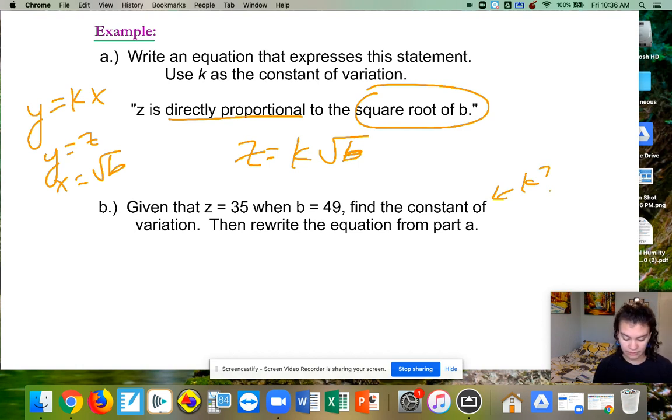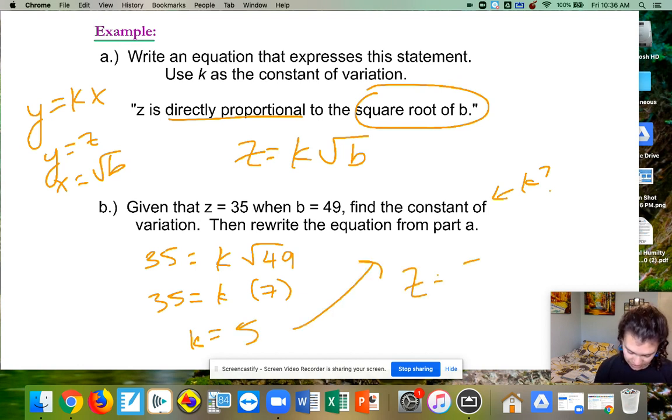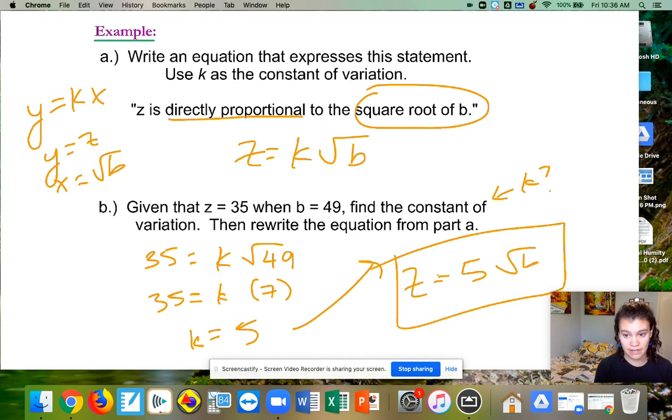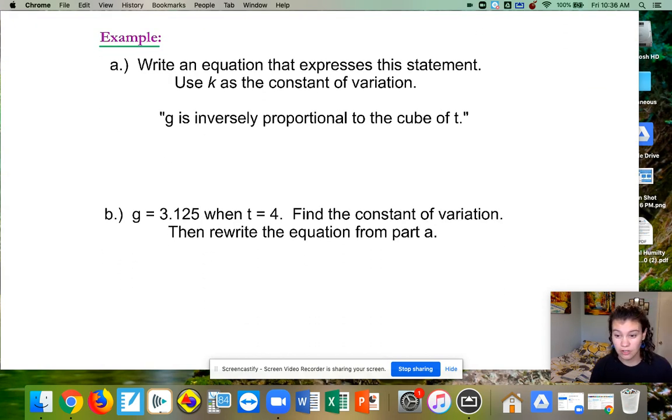And then we want to rewrite our equation from up above to include the k value. So if we plug this in, we have 35 equals k times the square root of 49. 35 equals k times 7, and k equals 5. So then if we rewrite the equation, we'll get z equals 5 times the square root of b. And that's that one. All right, for this one, pause and try on your own, and then we'll talk about it.